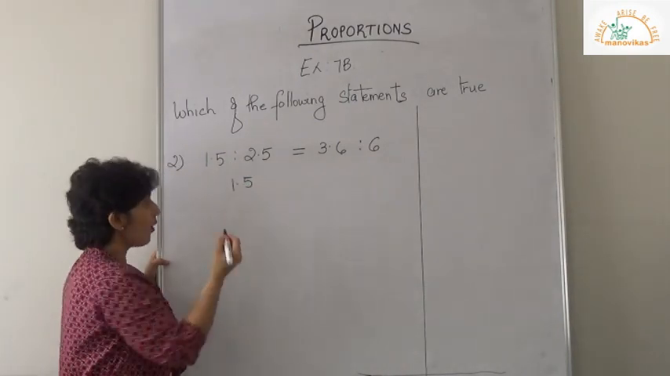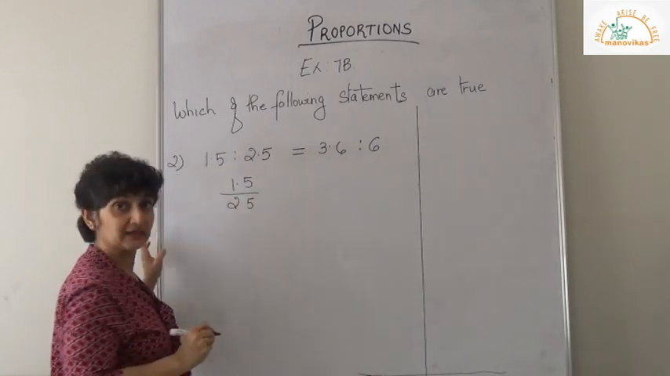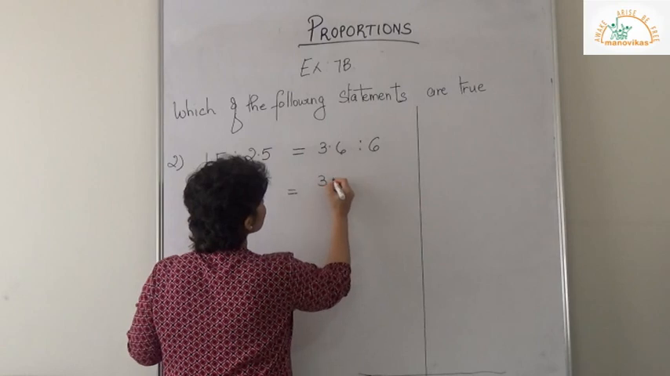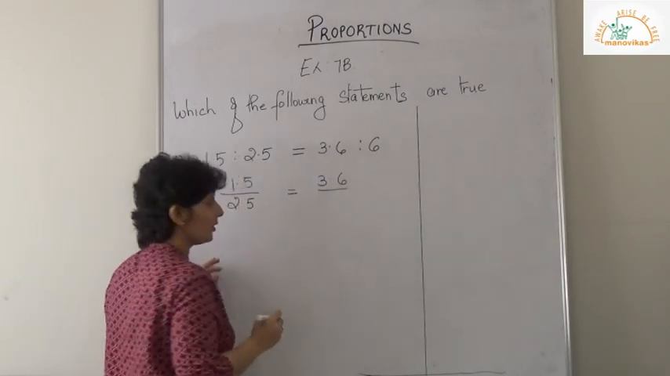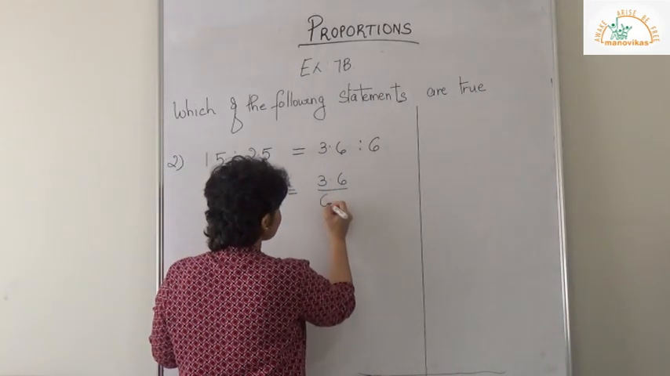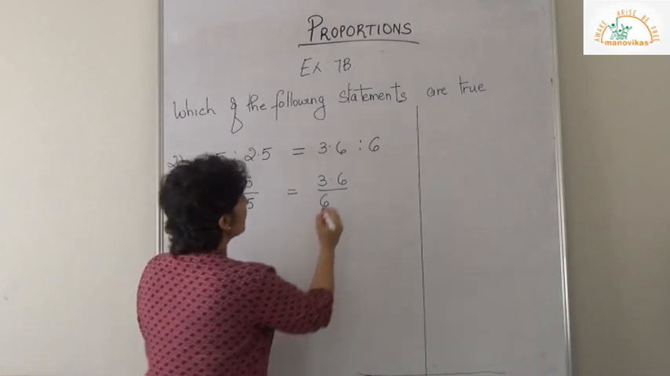1.5 is to 2.5 also means 1.5 upon 2.5. Correct? Alright, then I need to find out if this is equal to this. Now let's make everything into like decimals. So my 6, what do you think it should be? 6 will be 6.0.